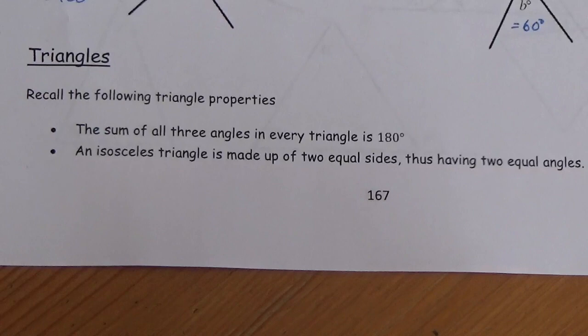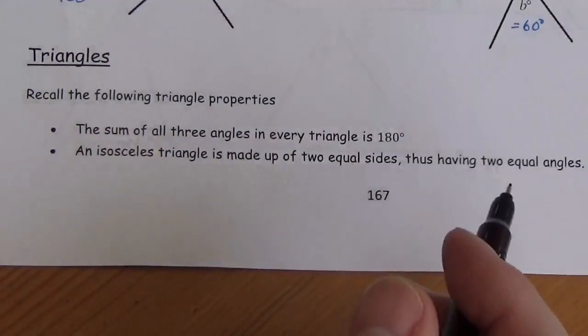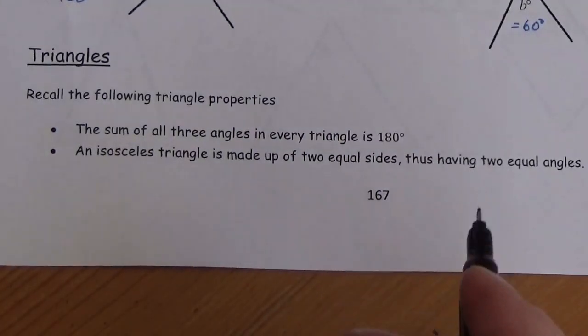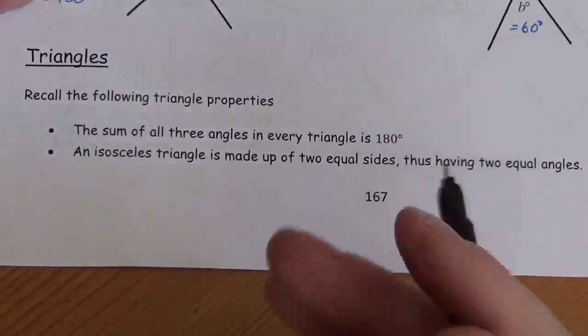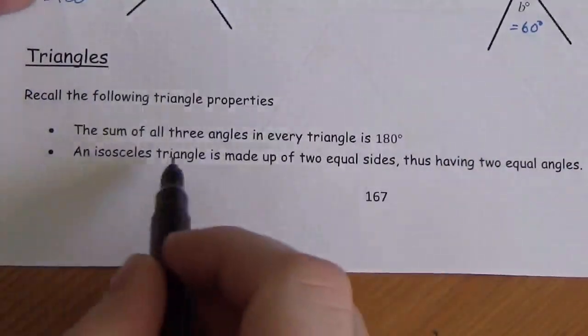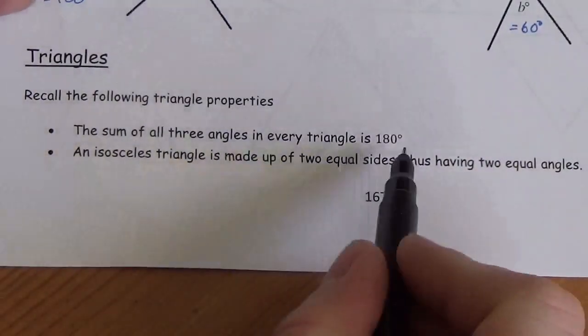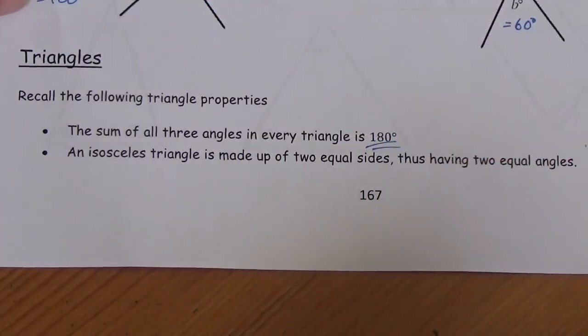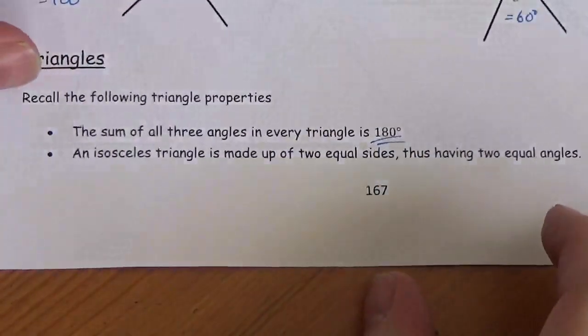Now we want to talk a little bit about triangles. I just want to remind you of a couple properties of triangles that you're probably already quite familiar with, but just want to bring them back up to the forefront of your mind again. With triangles, the sum of all three angles in a triangle is 180 degrees, as long as it's a flat triangle.